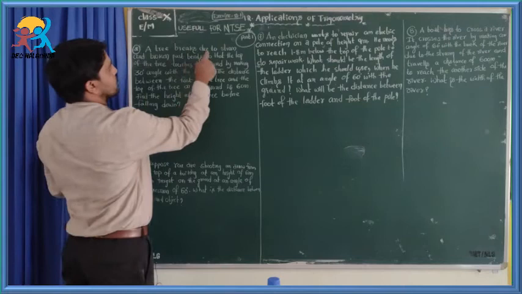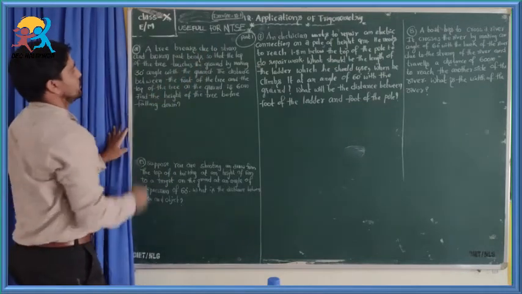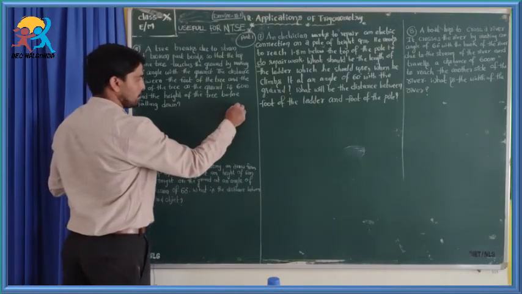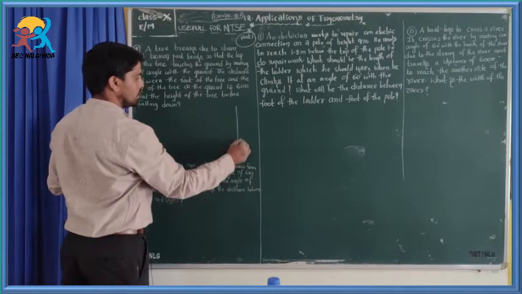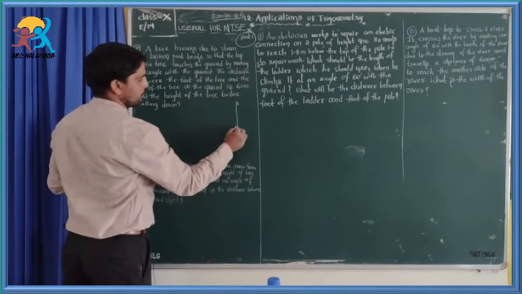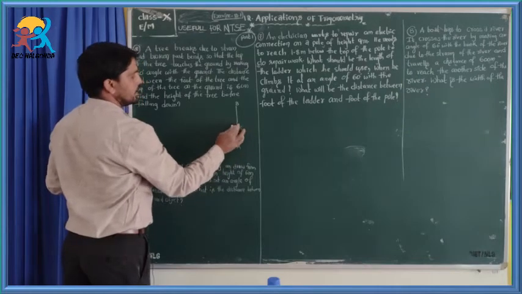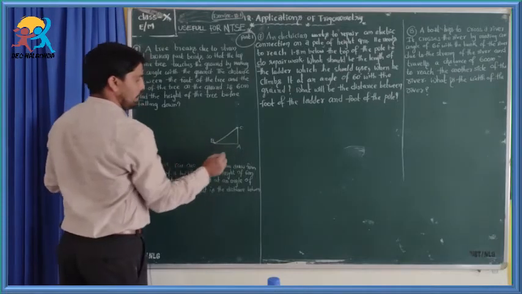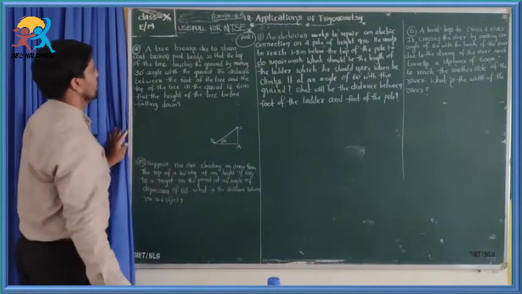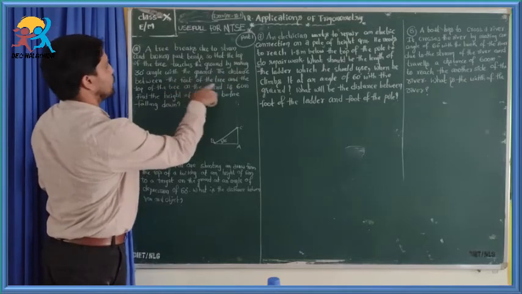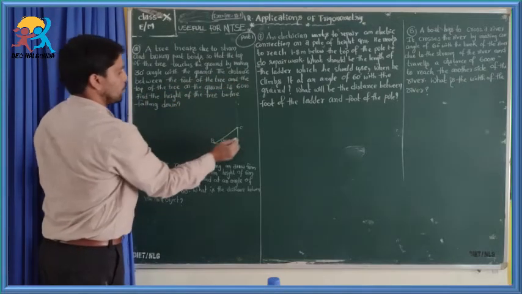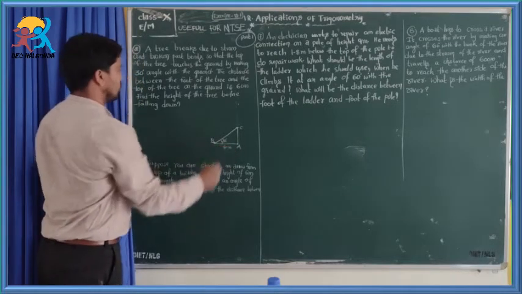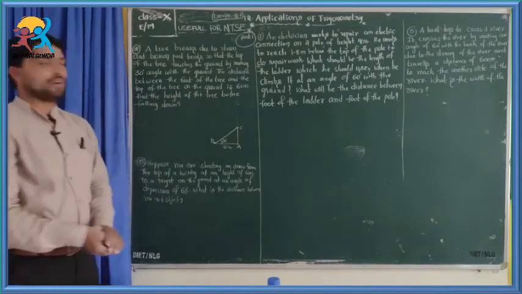Second question. A tree breaks due to storm and broken part bends so that the top of the tree touches the ground by making 30 degree angle with the ground. Suppose this is a tree, AB is the tree, but due to storm from the point C, it is broken up and touches the ground at point B and with the ground making 30 degree angle. And what was given? The distance between the foot of the tree and the top of the tree touching the ground is 6 centimeter. Find the height of the tree before falling down.